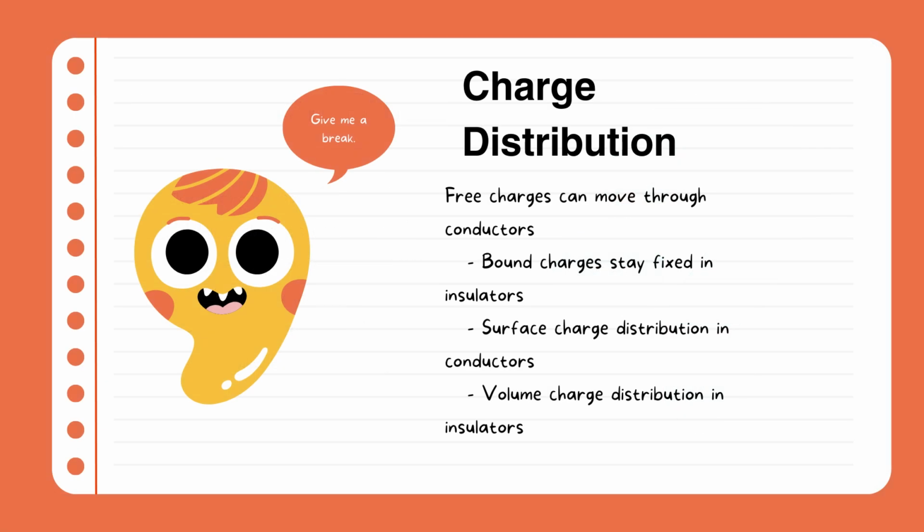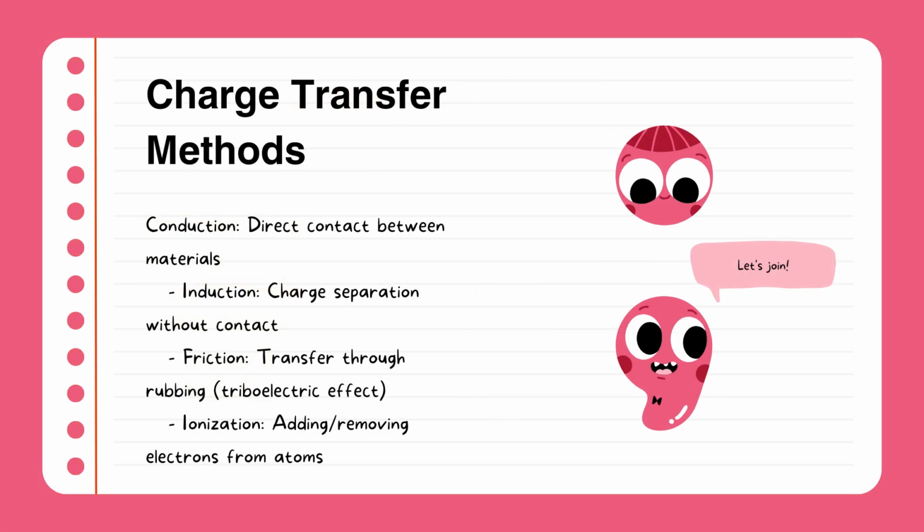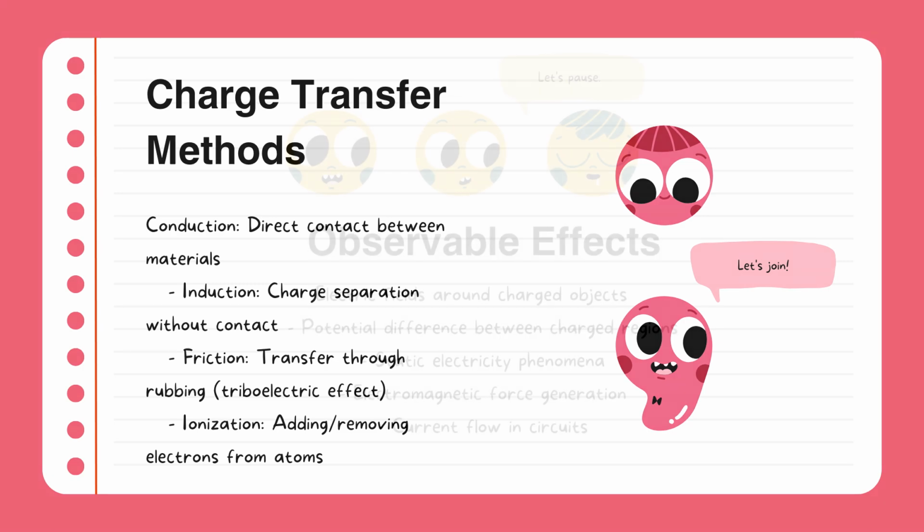4. Charge distribution. Free charges can move through conductors. Bound charges stay fixed in insulators. Surface charge distribution in conductors. Volume charge distribution in insulators. 5. Charge transfer methods. Conduction, direct contact between materials. Induction, charge separation without contact. Friction, transfer through rubbing, the triboelectric effect. Ionization, adding or removing electrons from atoms.